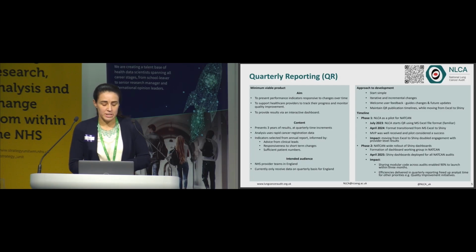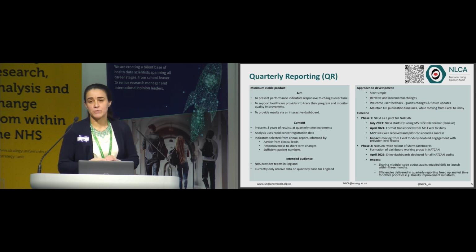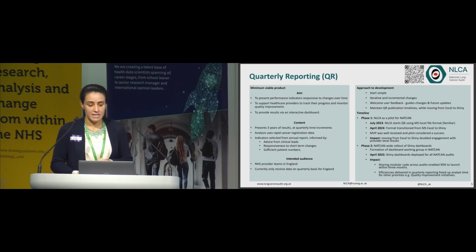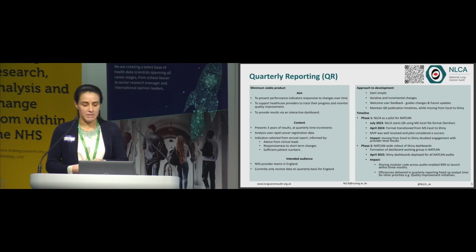So in terms of our quarterly report, we tried to set out a minimum viable product and its aims. The aims of our quarterly report were to present performance indicators responsive to change over time, to support healthcare providers track their progress and monitor quality improvement, and to provide results in a more interactive format. The content of the report included 3 years of data at quarterly time increments.